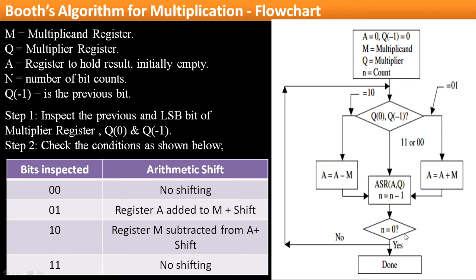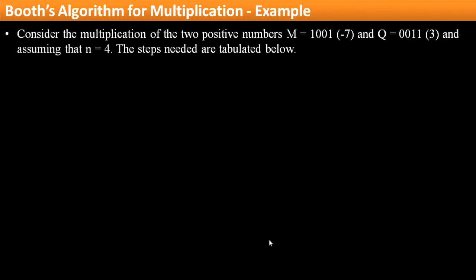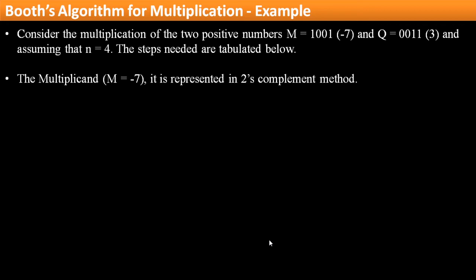Now let's move on and see Booth's multiplication with an example. Now let us see that the M register is presently having 7. This is -7. This is the 2's complement representation of -7. Why? Because the most significant bit weightage is -8 and this one is 1. So -8 plus 1 is -7. So 1001 in 2's complement is nothing but -7's representation. Now in Q we have 3, and assuming that N is 4 because here there are 4 bits.